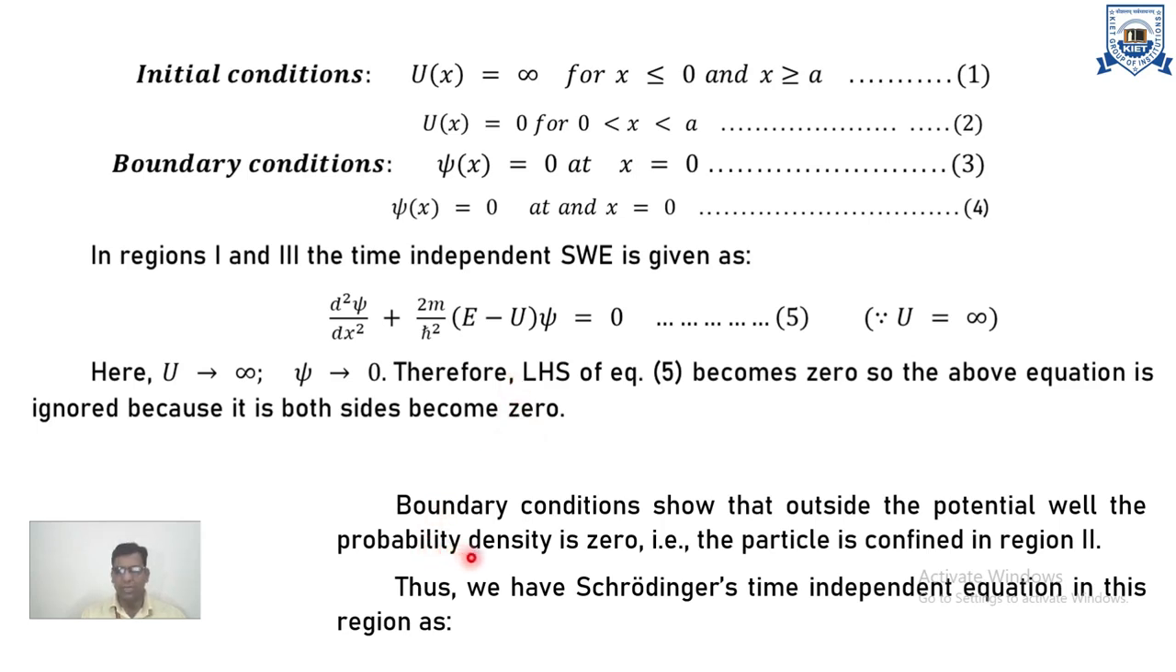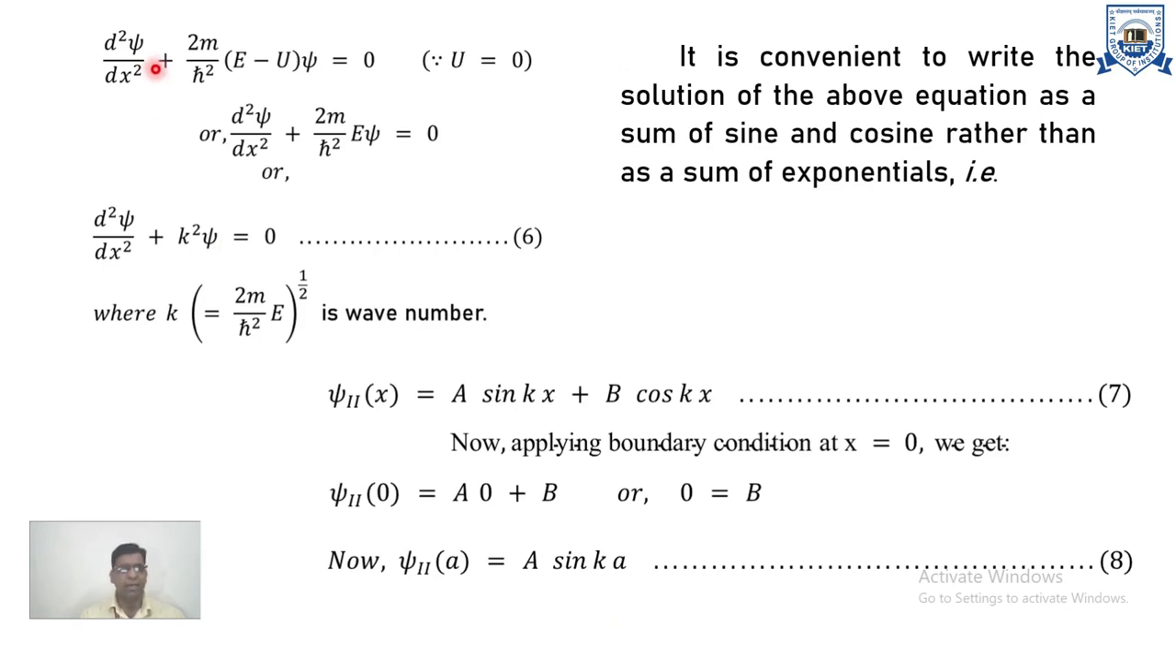Boundary conditions show that outside the boundary wall, the probability density is 0. The particle is confined to the second region. Thus, we have the Schrodinger time-independent equation in the second region: d square psi upon dx square plus 2m upon h cut square (E minus V) psi is equal to 0, where U is the potential energy, which is 0 here.